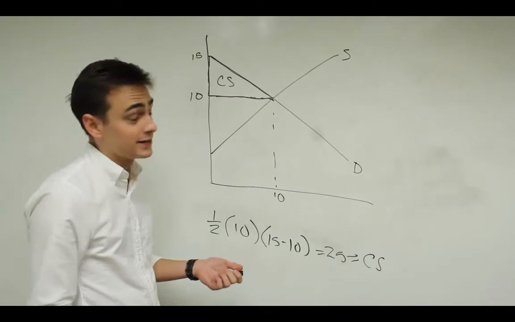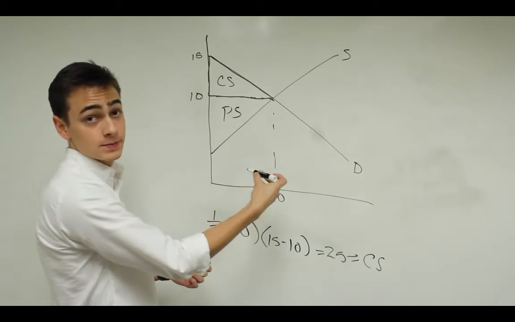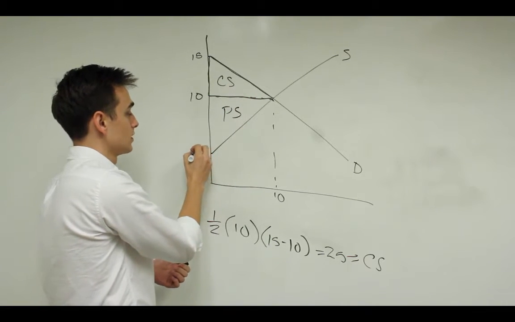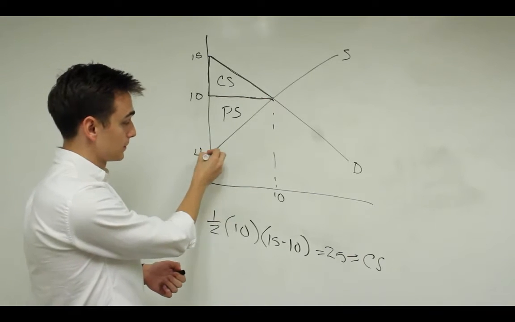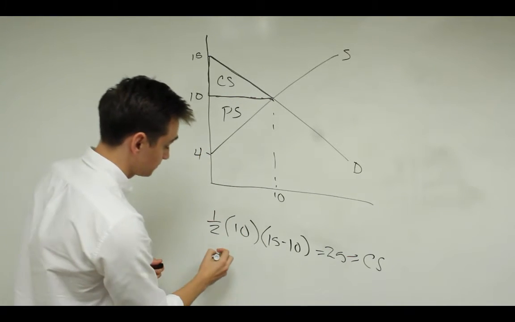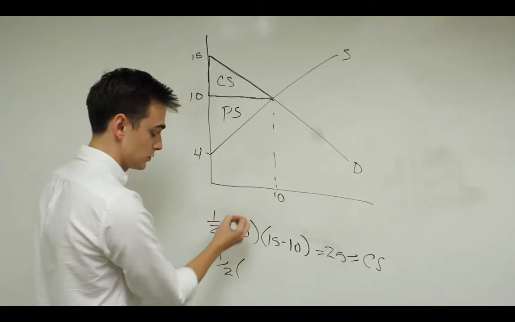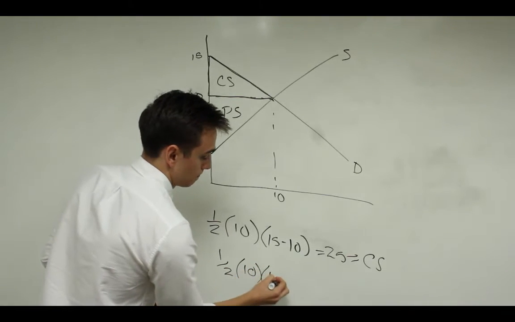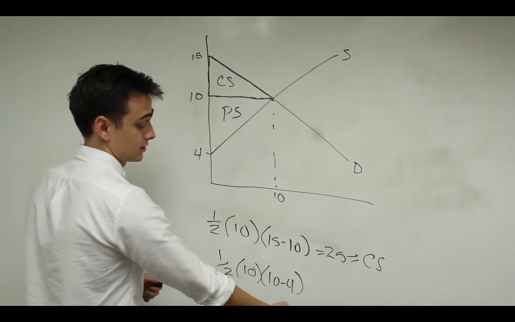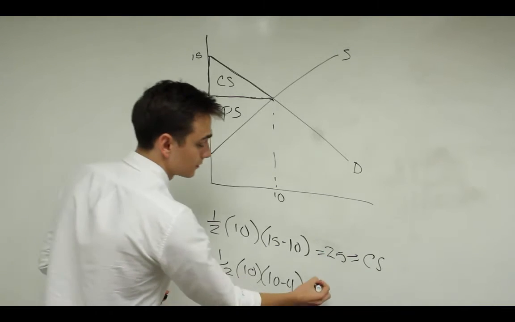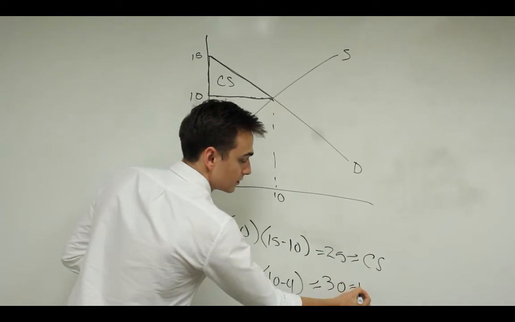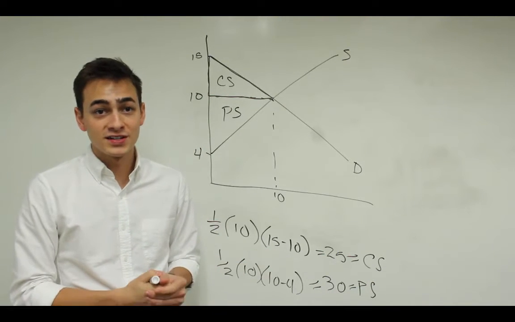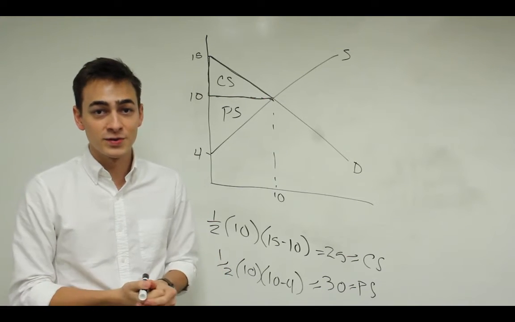So now we can use the same idea to find the producer surplus, which is this triangle, the distance between the supply curve and that equilibrium price. So let's say this intercept right here is 4. To find the area of this triangle, 1/2 times the base, which is still 10, times the height, which is 10 minus 4. That equals 6. 6 times 10 is 60, times 1/2 equals 30, which is equal to the producer surplus. And so yeah, that's basically how we use area triangles in econ. Hopefully that makes a little bit more sense and you'll be able to do it in the future.